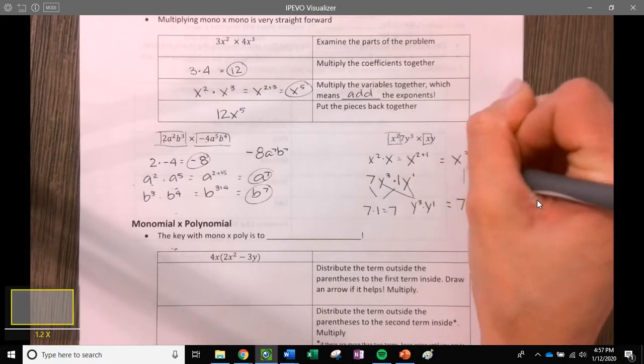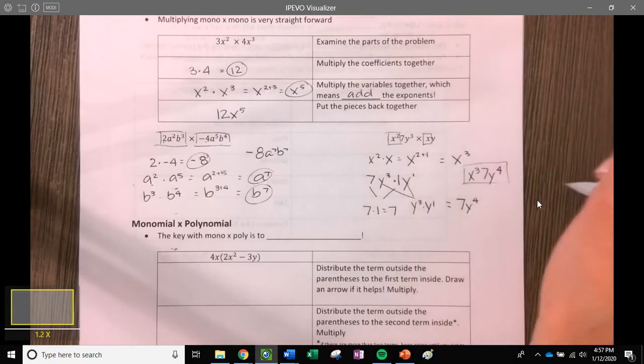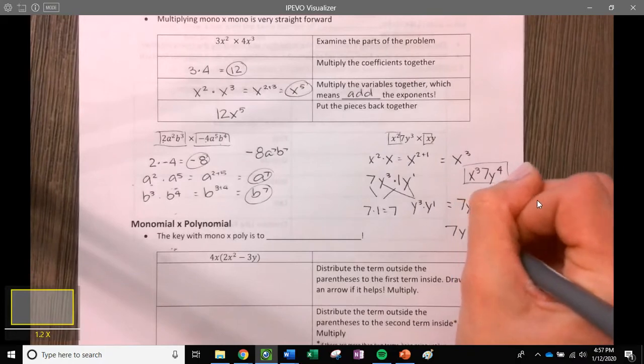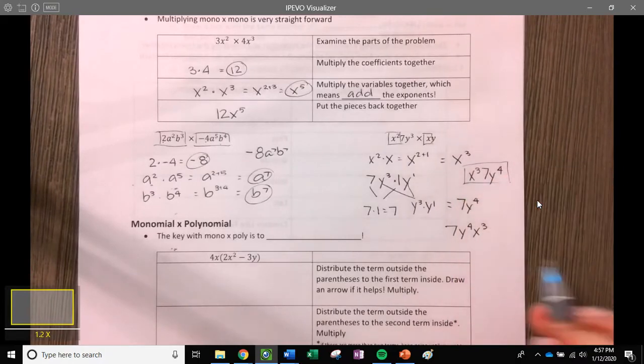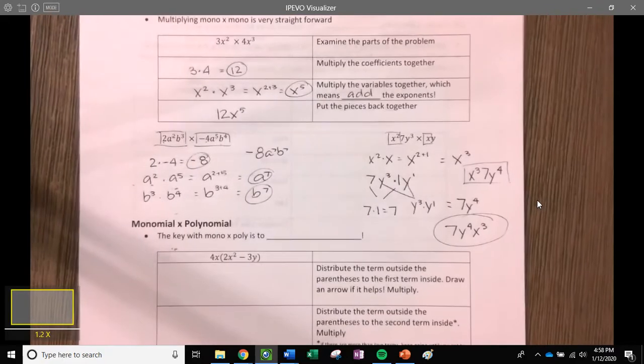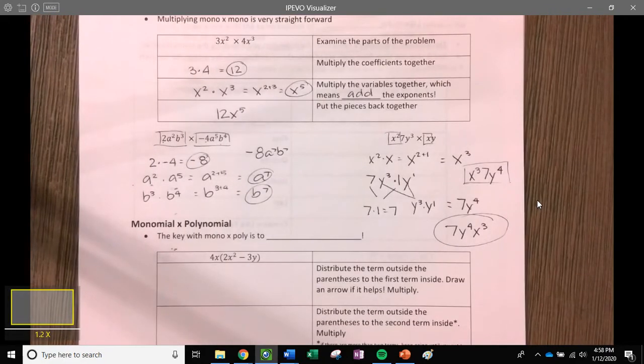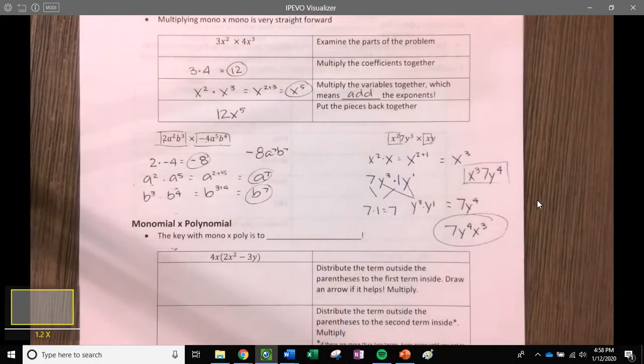Technically, we should be writing this in descending order, right? Based on the degree of the exponents. And if we want to do that, it would be 7y to the fourth x cubed. That wouldn't change the value, because remember, multiplication is commutative. It doesn't matter what order the terms are that we're multiplying together. 1 times 7 and 7 times 1 equals the same thing. So we can put the 7y to the 4th first. It just has to stay stuck to the y because that was where it came from, up here.